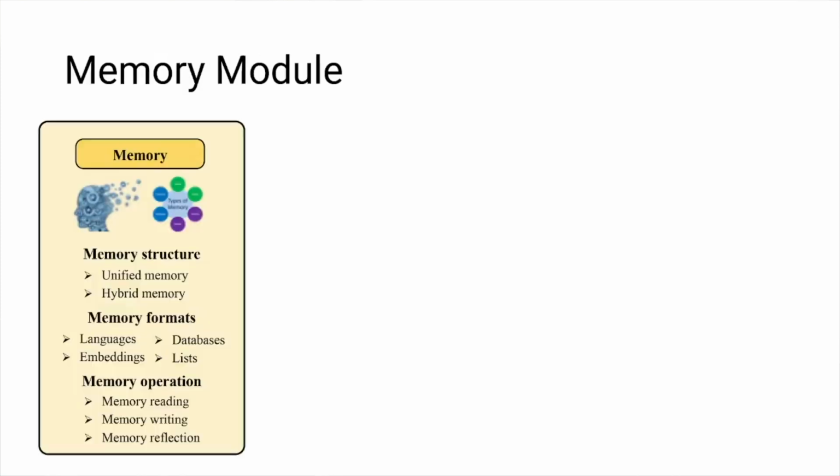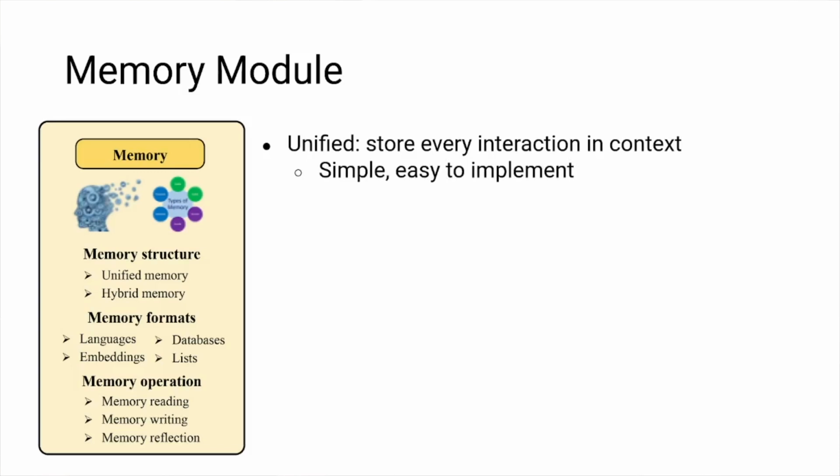Okay, so now the memory module. This is maybe where it gets a bit more complicated. In the paper, they draw this distinction between two types of memory. The first is unified, which really is just store every interaction you have in the context. The agent I showed you had unified memory. It takes some action, it gets some result, and this just gets appended to the context. And the thing that gets fed into the large language model is this entire history of action, observation, and so on. This is pretty simple, very easy to implement, but it's quite inefficient.